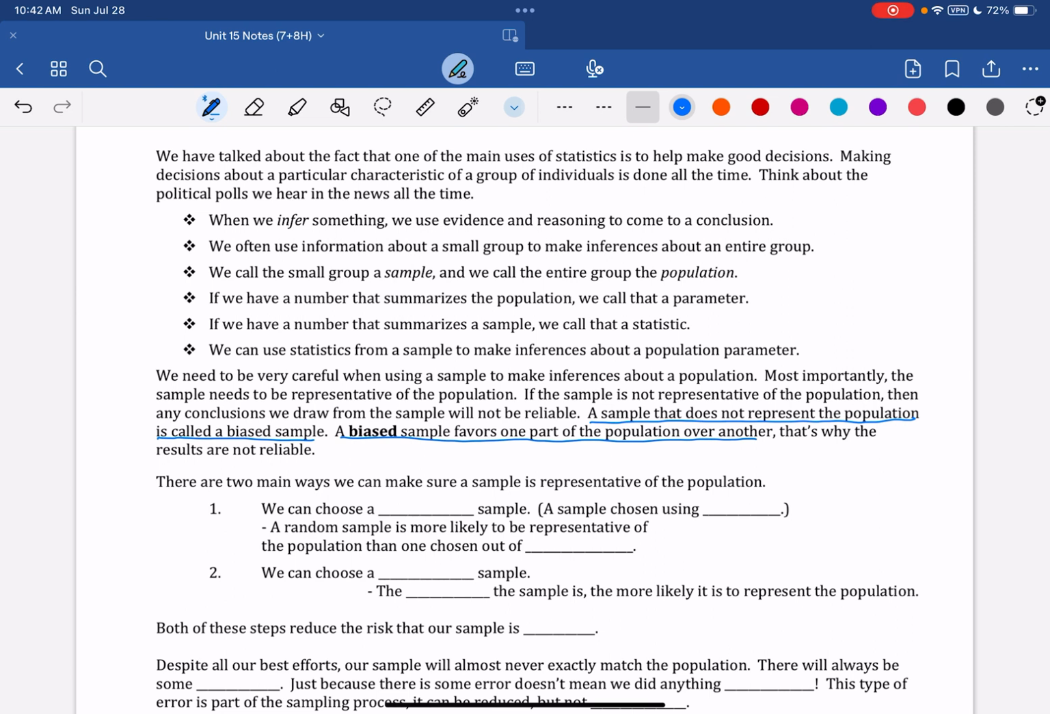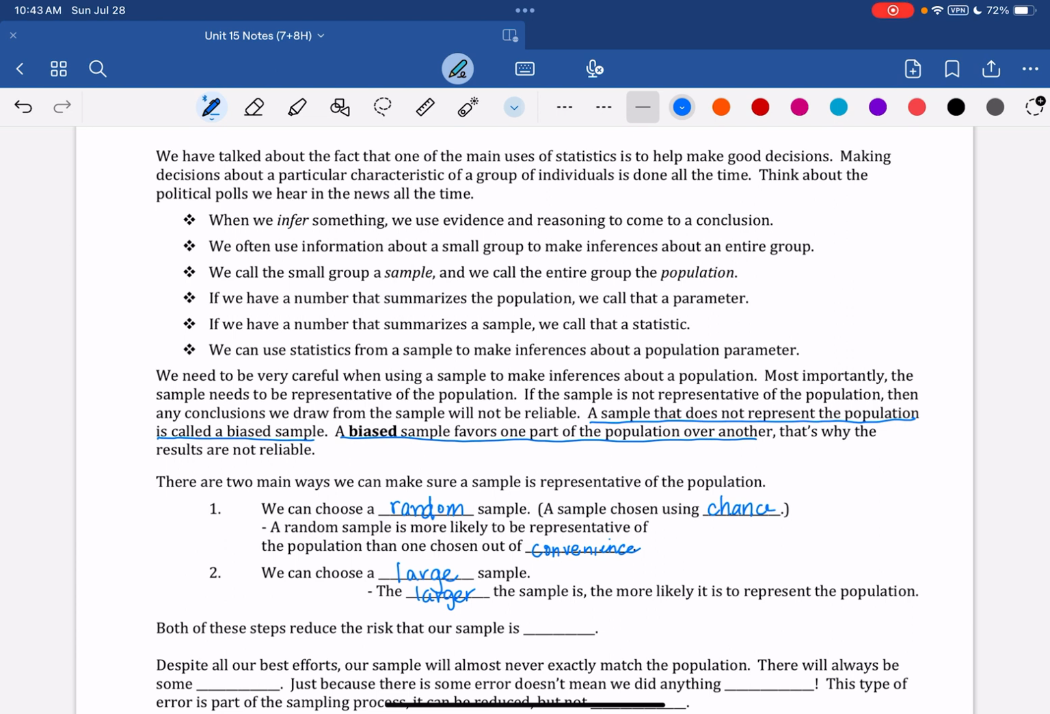Okay, so there are two main ways that we can make sure a sample is representative of the entire population. We can choose at random, so a random sample is best, meaning it's totally by chance. A random sample is more likely to be representative of the population than one chosen out of convenience. And we can choose a large sample. The larger the sample, the more likely it is to represent the population.